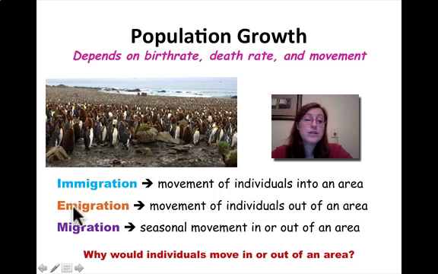Both immigration and emigration are sort of permanent moves, okay? Then we see migration down here. This is moving in and out of an area over and over again. So birds flying south for the winter, but then coming back early in spring.